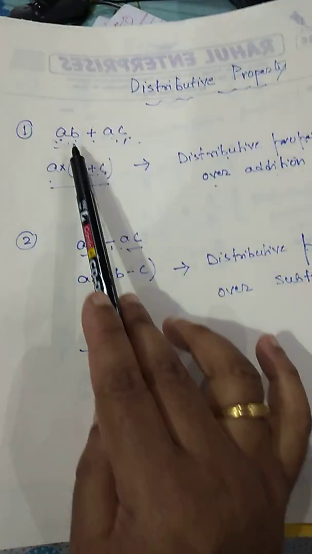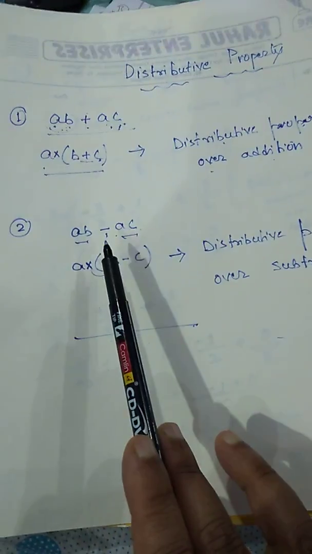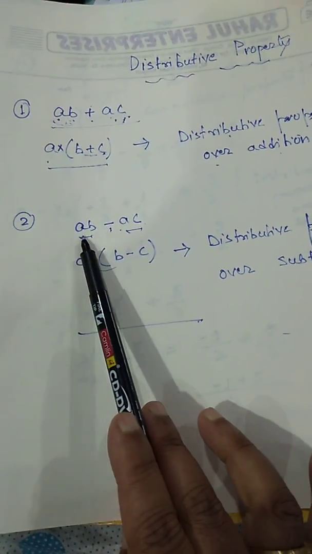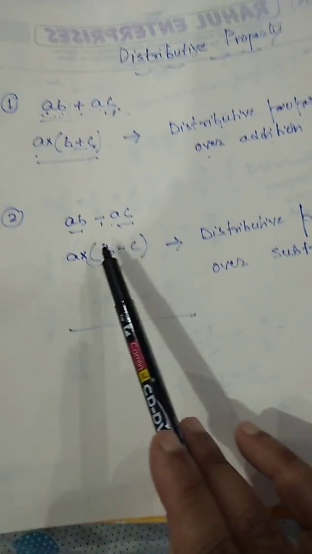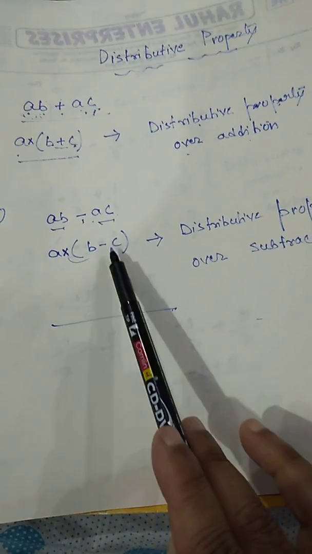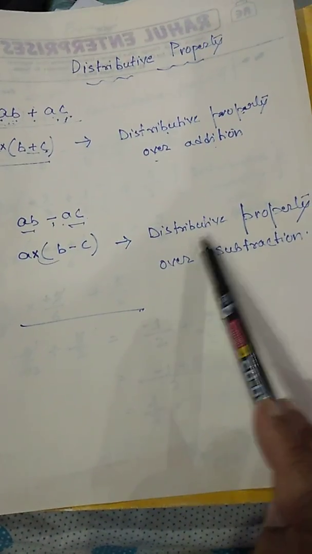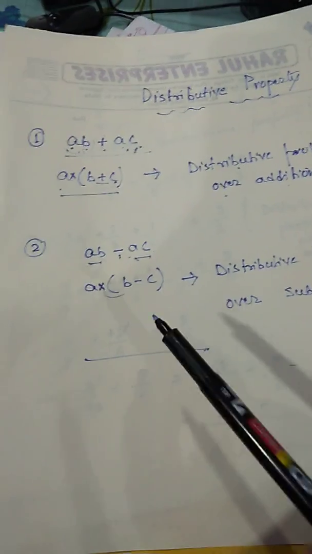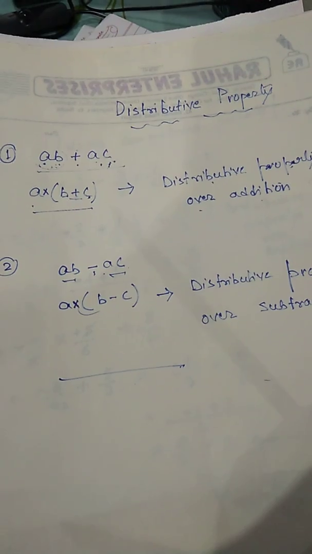Now the same terms we'll take, but this time we are using a minus sign instead of a plus sign. Similarly, these two terms again have A as a common, so we'll again take A as common. What will be left over inside the bracket is B minus C. What sign is there inside the bracket this time? Minus sign. So this is called the distributive property over subtraction, and this is a very important property for question number 1. Let's see question number 1 of exercise 1.1.